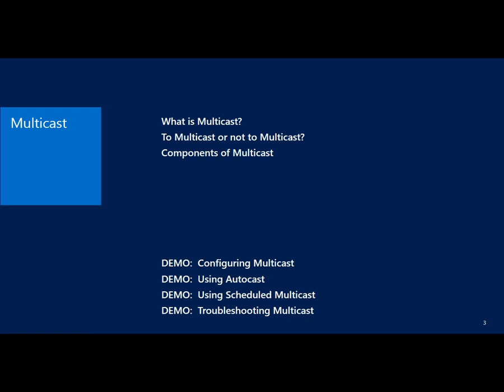So first of all, what is multicasting? Essentially, multicasting is the option that we can choose on distribution points that will allow a single stream of data broadcast from our distribution points to be consumed by multiple machines. Let's say that we have an image that is 3 gigabytes in size, and we want to build 100 machines with that image. Without multicasting, we would require that 3 gigabytes of data to move across the network 100 times. So 300 gigabytes of data across the network.